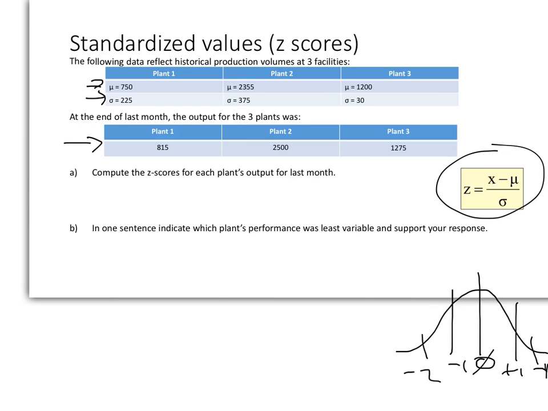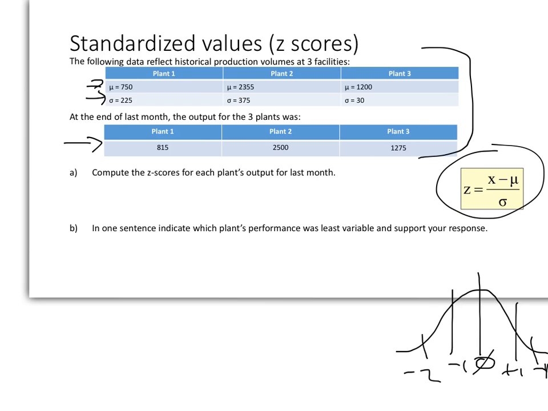Again, 0 is the standard mean, and then you get scores above and below the mean. You're standardized based on the data you have to work with. All right. And so that data, coming back to our problem at hand, is contained here. So we're asked in part A to compute z-scores for each of the plant's output for last month. Okay, so you take your x value, your sample minus mu, divide by sigma, and you get a z-score. Okay, and that'll say how many standard deviations this result was above or below the mean.